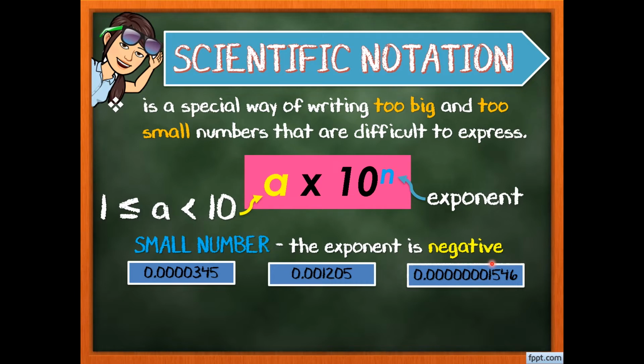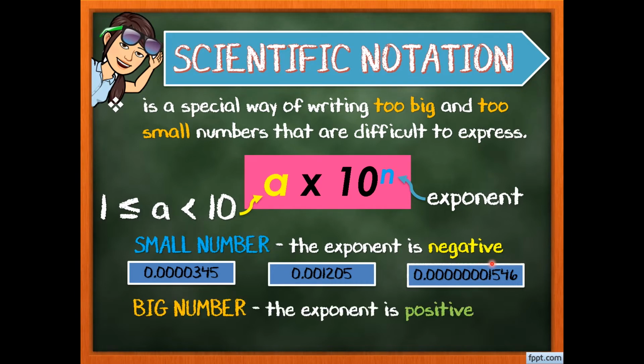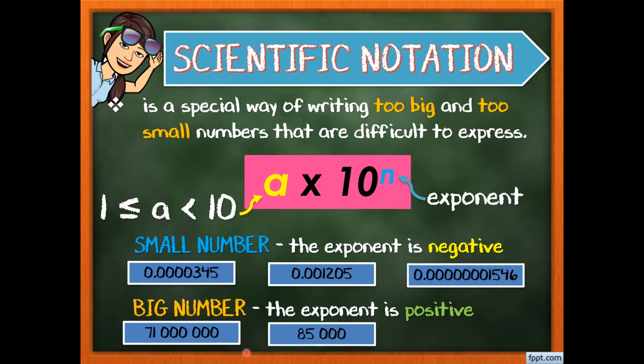But if your number started out as a big number, the exponent is a positive number. Example, given is 71 million, 85,000, 6 billion, and 5 million. So these are bigger numbers. So your exponent is a positive number.